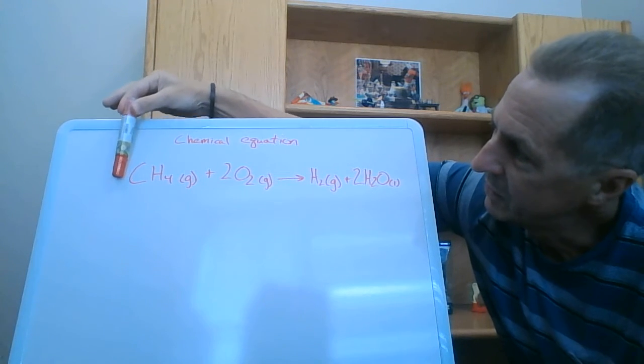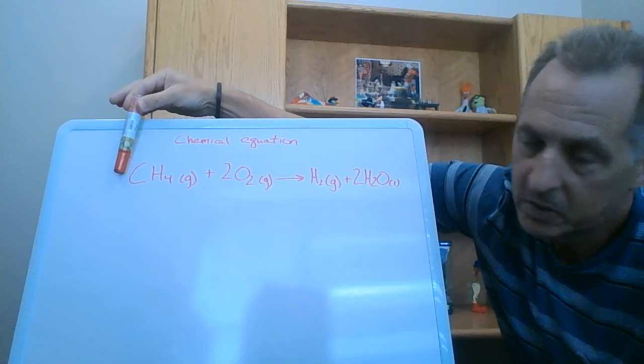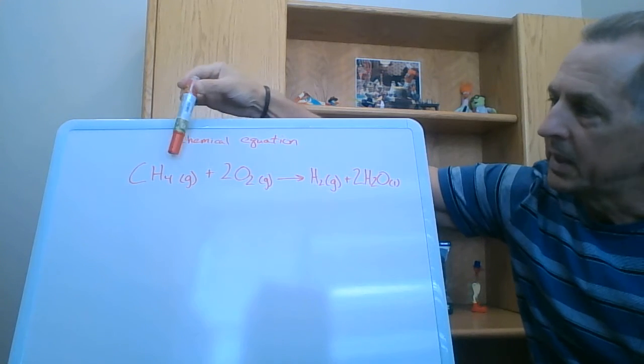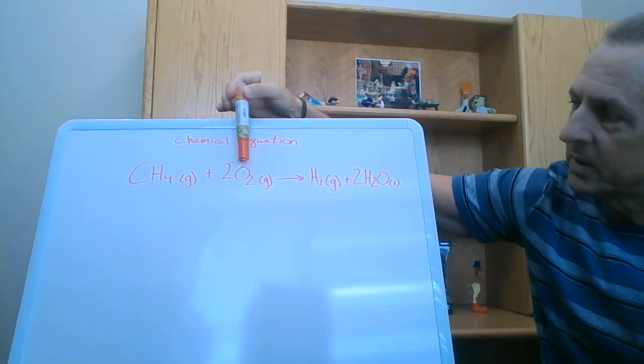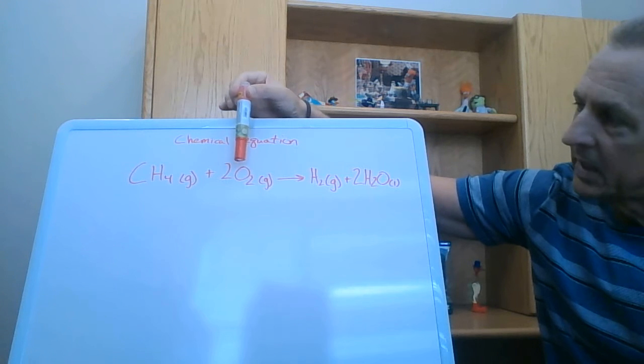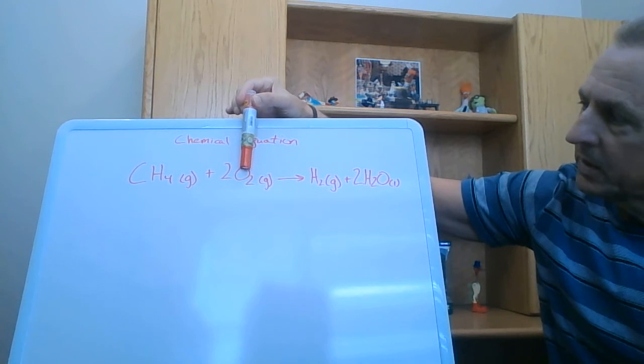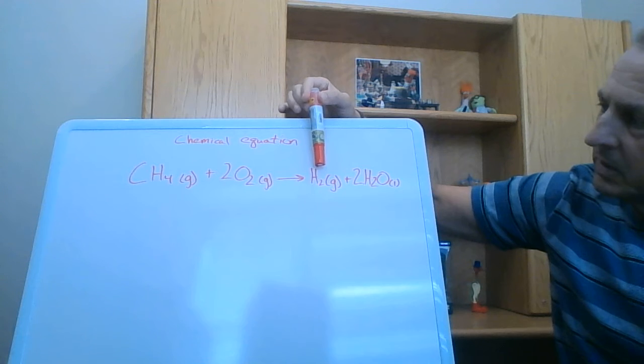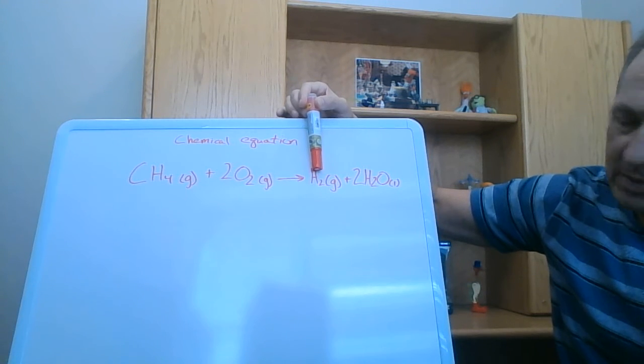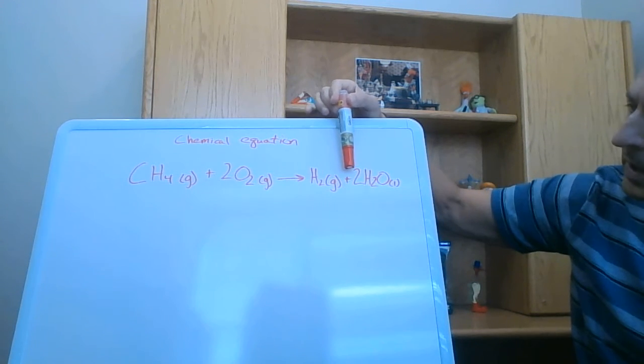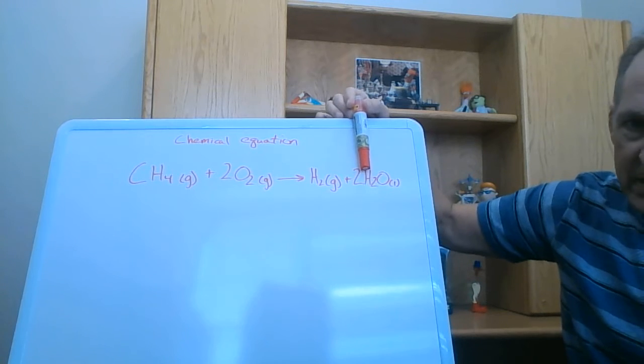There's a coefficient in front that's a 1 here, but we don't include the 1. Here we're combining it, we're adding it to 2 molecules of O2, so O2 is diatomic, and there are 2 of those molecules. Then what's produced is 1 molecule diatomic of H2, or hydrogen, and 2 molecules of water, H2O.